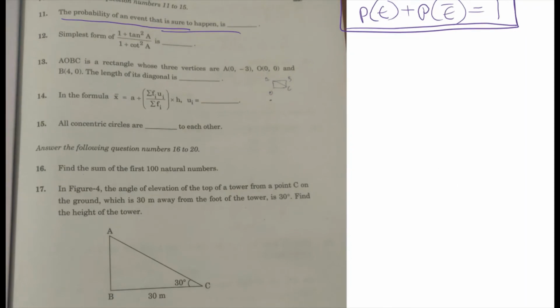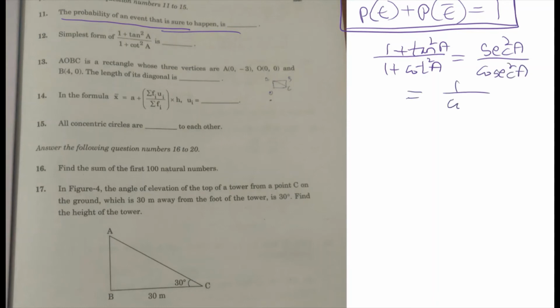12th question. The simplest form of (1 plus tan square A) by (1 plus cot square A). We can apply the trigonometric identities here. 1 plus tan square A is secant square A and 1 plus cot square A is cosecant square A. Secant square is 1 by cos square and cosecant square is 1 by sin square. So this becomes sin square A by cos square A, which equals tan square A. So this is tan square A.